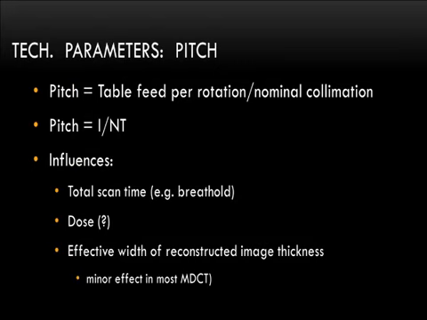Let's talk about pitch, the next parameter. Pitch is the table feed per rotation divided by the nominal beam collimation, or in the ACR language, for the ACR accreditation system, is increment divided by NT. We'll go through some examples of this in a second. It influences the total scan time. Higher pitch, shorter breath holds, shorter scan, for example. It influences the dose. It does influence the effective width of reconstructed image thicknesses. That's a minor effect in most multi-detector CTs, but there is some effect in some scanners, so I had to throw it in there.